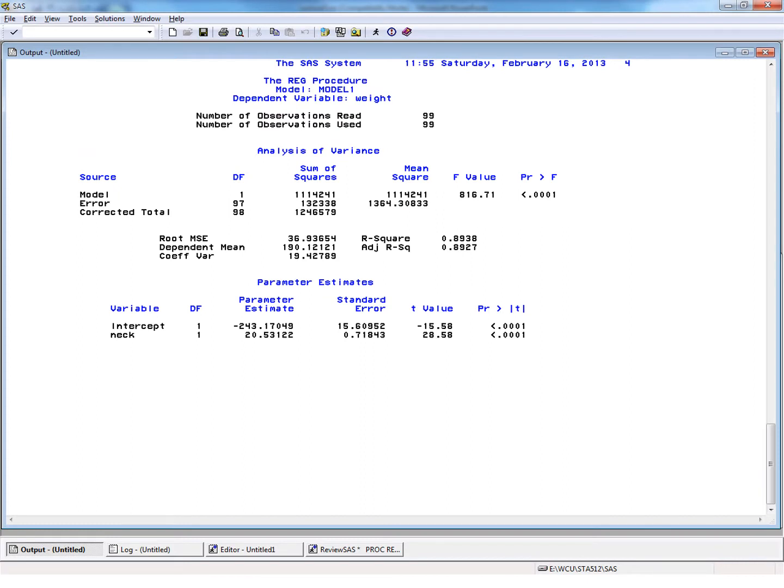There's our proc reg output. At this point, a lot of it's gobbledygook, but the two numbers that we do know from last week are the parameter estimates. Our y-intercept is negative 243 point blah, blah, blah. Our slope for the x variable, the x variable is neck girth. The slope for neck girth is 20.53122.